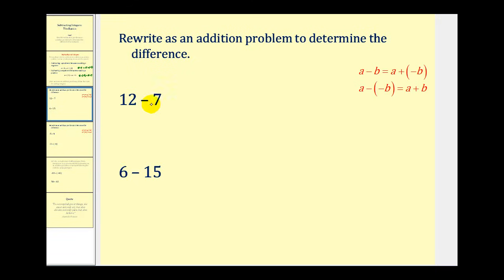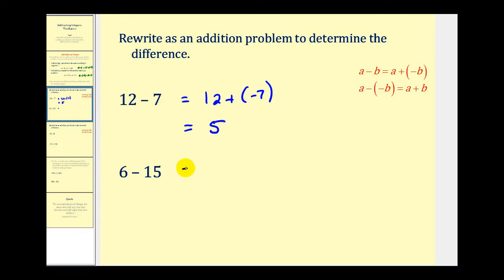So 12 minus positive 7 is the same as 12 plus negative 7. So if we change this to an addition sign, we have to change this positive 7 to negative 7. And now we follow the rules for adding integers. We have 12 plus negative 7, which is equal to positive 5. Now again, it probably would have been easier just to do 12 minus 7 to get 5, but we're just practicing rewriting these subtraction problems as addition problems.